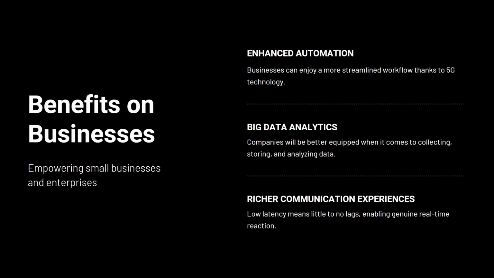The next benefit is enhanced automation. Everything will get more streamlined because the delay will not be there. Everyone can enjoy the technology easily.